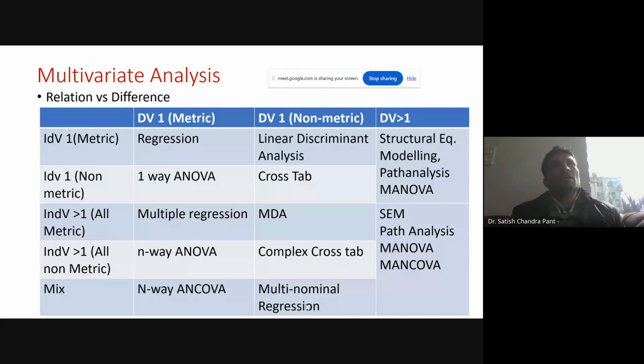You wanted to test the impact of one thing on male and female, right? Gender, how gender is connected with a particular event. In that case, if you have considered gender as a dependent variable, because it is non-metric in nature, you will go for multinomial regression. So logistic regression is a type of multinomial regression, right?